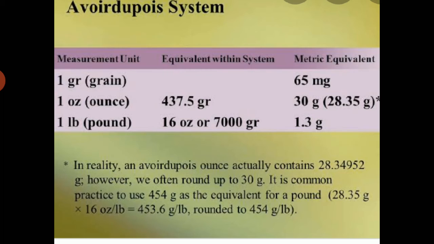Household measurement. If we discuss the household measurement, 1 teaspoon is equivalent to 5 ml, and 1 tablespoon is equivalent to 3 teaspoon, that is 15 ml, and 1 fluid ounce is equivalent to 2 tablespoon or 30 ml, 29.57 ml. 1 cup is equivalent to 8 fluid ounce or 240 ml. 1 pint is equivalent to 2 cups or 480 ml, and 1 quart is equivalent to 2 pint or 960 ml, and 1 gallon is equivalent to 4 quart or 3840 ml.